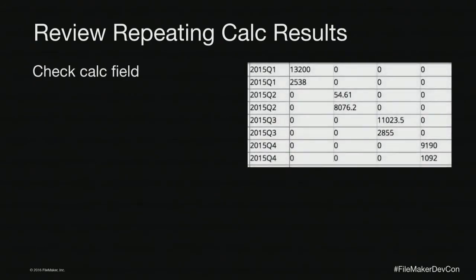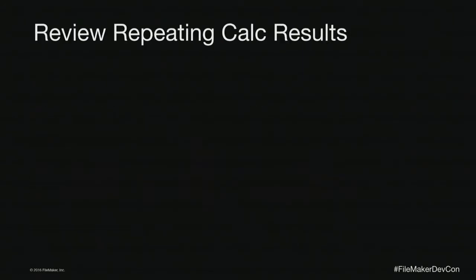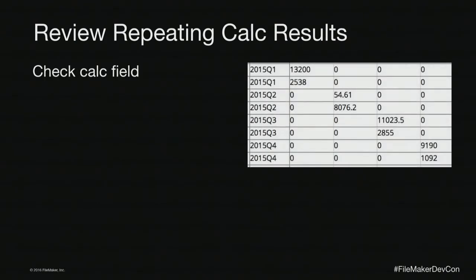First thing you'd probably want to do, though, is put your actual calc field on a layout somewhere, stick it next to whatever criteria you're using to do your test. In my case, it's the quarter, and actually make sure the results are what you want. I know we never make mistakes, but sometimes it's still good to check.